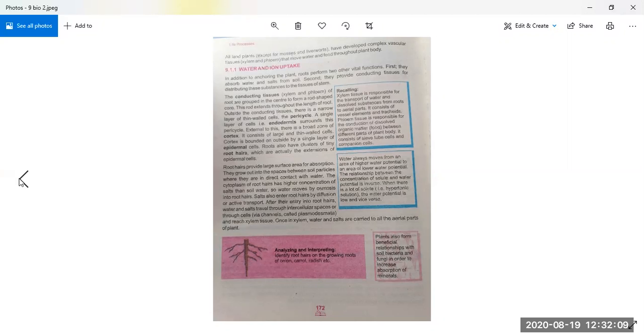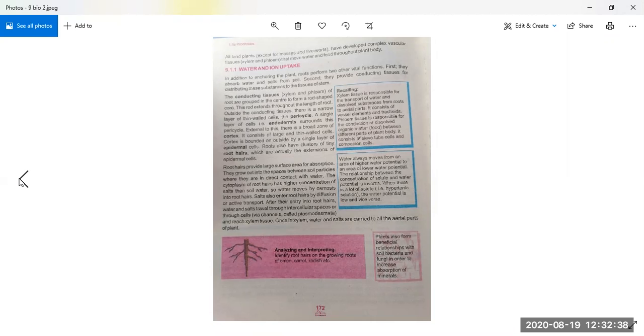And the second important function of root is that they provide conducting tissues for distributing these substances to the tissues of the stem. Secondly, they provide conducting tissues. Conducting tissues means vascular tissues. Vascular tissues means xylem and phloem tissues. So they provide conducting tissues for distributing these substances to the tissues of the stem. So this is a very important function of root.